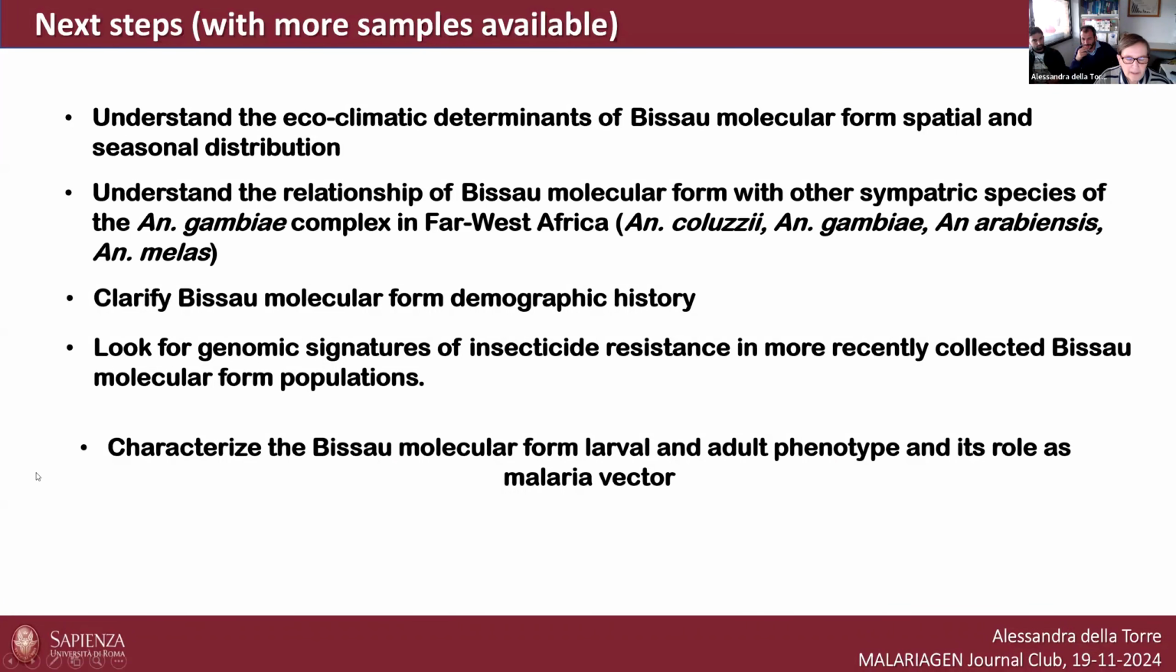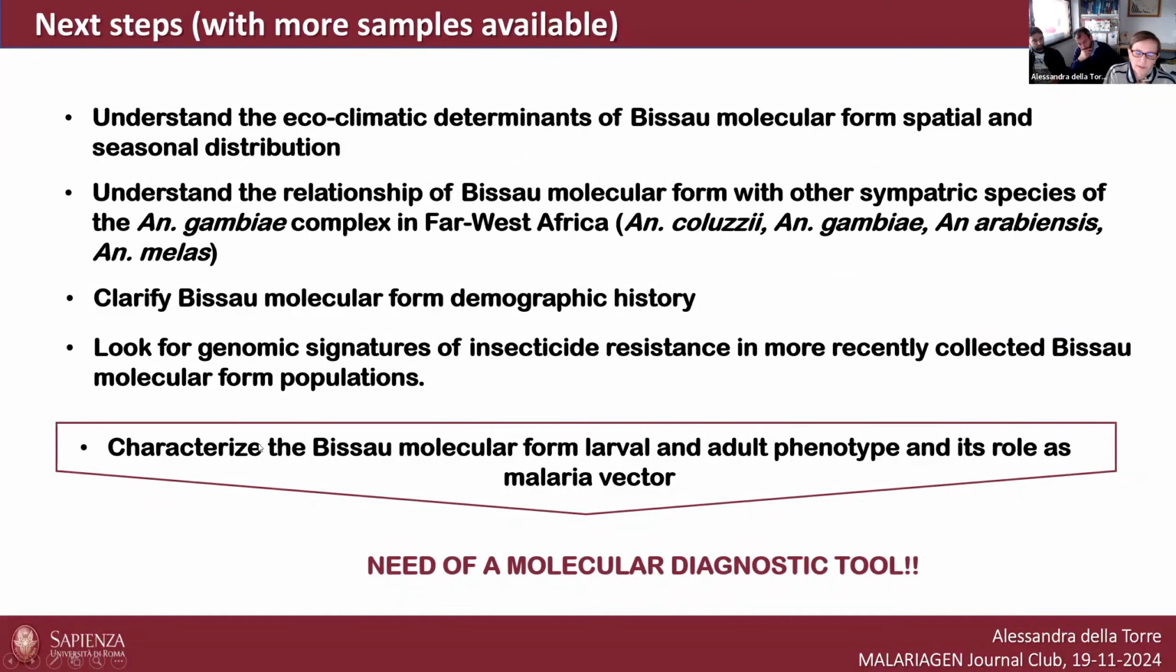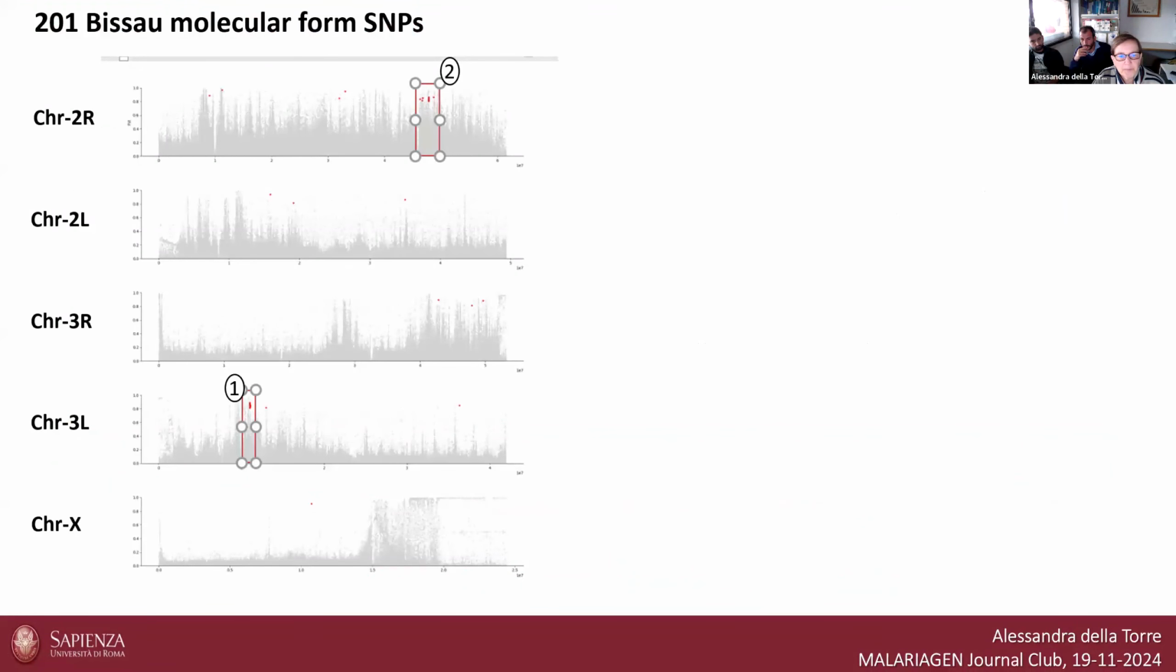And finally, and I think maybe this is least but not last, characterize the Bissau molecular form larval and adult phenotype, and the role of this form as a malaria vector. To do this, however, we cannot rely only on full genomic identification of the single specimens, but we need a molecular diagnostic tool. And we provided the first step towards this goal. Here you can see the 200 SNPs which are almost fixed in the Bissau molecular form and, as opposed to gambiae and coluzzii, they are mostly in two genomic regions in chromosome 2 and chromosome 3L.